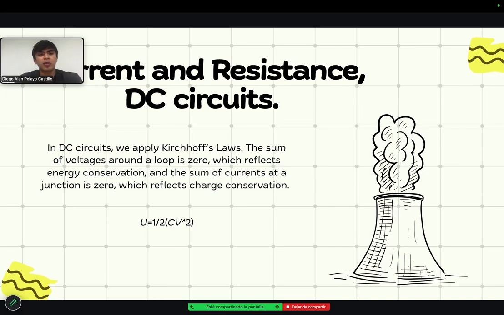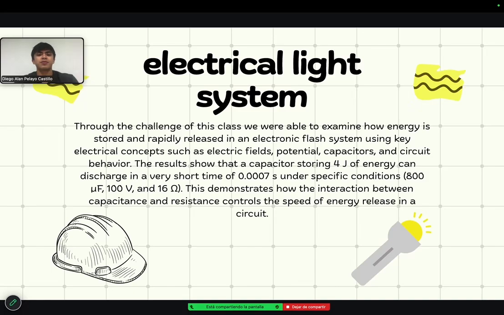Another thing that is important to mention is that when we are trying to calculate DC circuits, we apply Kirchhoff's laws. That is, the sum of voltages around a loop is 0, which reflects energy conservation, and the sum of currents at a junction is 0, which reflects charge conservation.